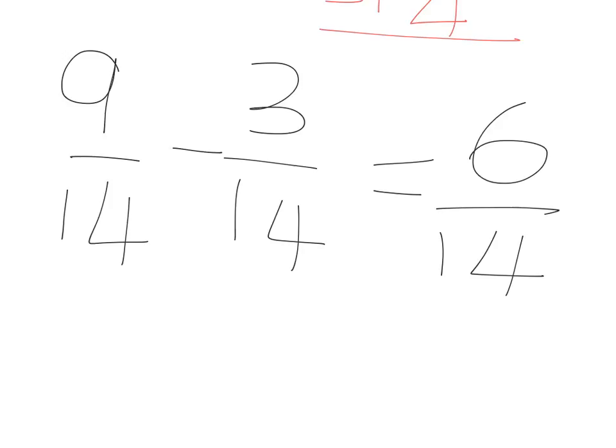Now, we need to make that as simple as possible because it's not. What number can go into 6 that can also go into 14? Well, 2. We can halve them. So if we halve them, half of 6 is 3, half of 14 is 7. So our final answer would be 3 over 7. So I want you to go ahead and do those now, okay?